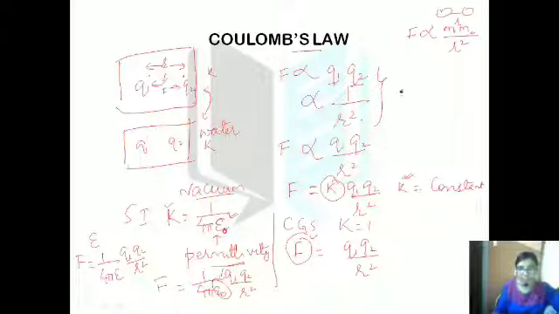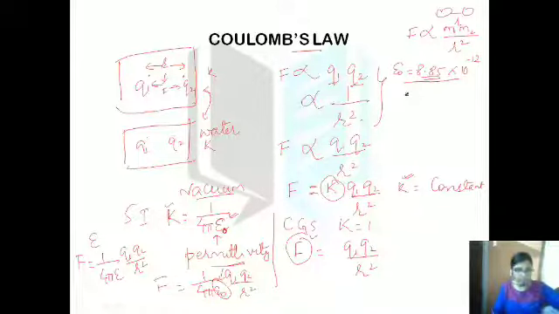The value of epsilon naught is 8.85. I remember the value only up to 2 decimal numbers, into 10 to the power minus 12. Now this is the value of epsilon naught. What is its unit? For the unit, let's see, but before that, let's erase all this.